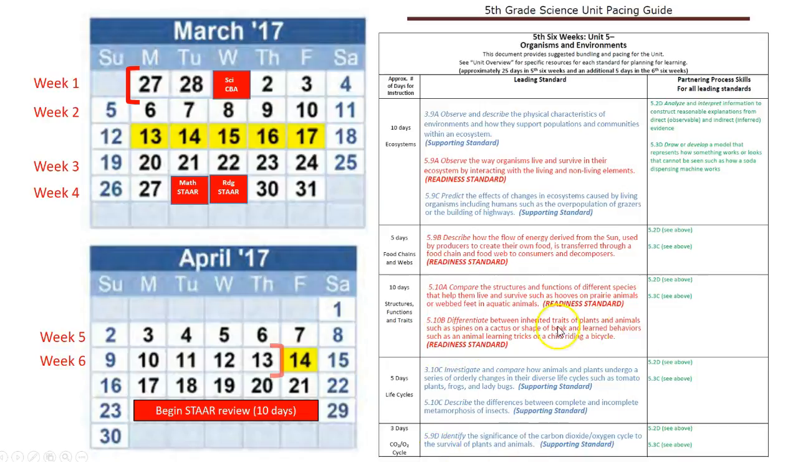You could flip-flop here the structures, functions, and traits with the ecosystems. I just find taking a broader view with the ecosystems and then talking about food chains, structure, functions within the context of that ecosystem to make a little bit more sense for students, but you have to kind of judge what works best for your kids.